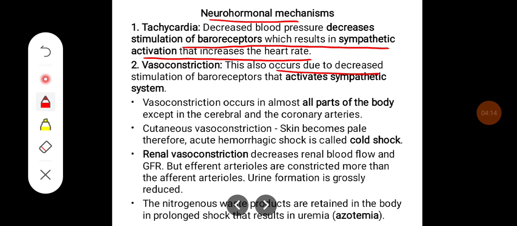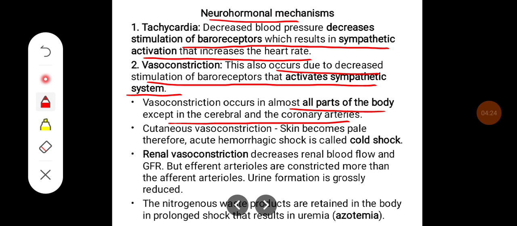There will be vasoconstriction. This occurs due to the decreased stimulation of baroreceptor that activates sympathetic system. Vasoconstriction occurs almost in all parts of the body except in cerebral and coronary arteries. There will also be cutaneous vasoconstriction. Skin becomes pale. Therefore, the acute hemorrhagic shock is also called as cold shock.